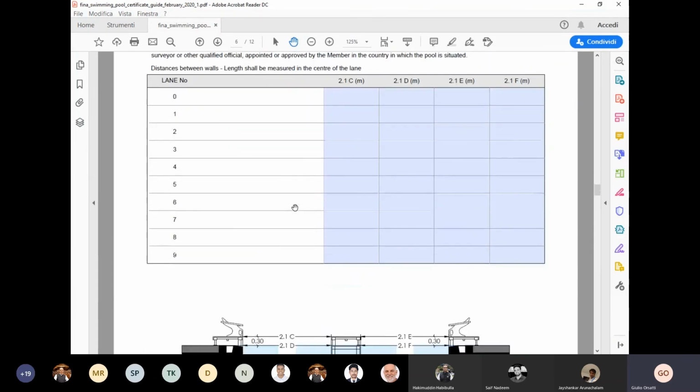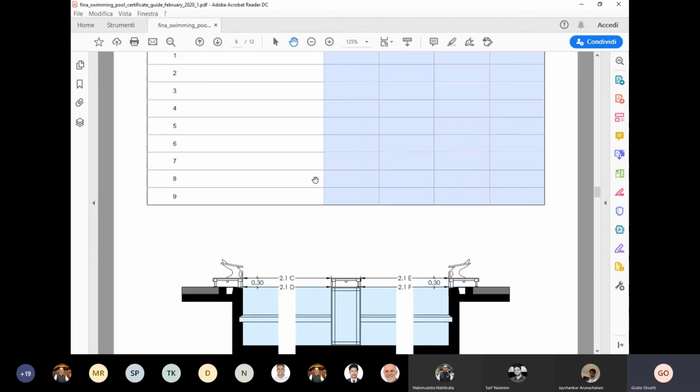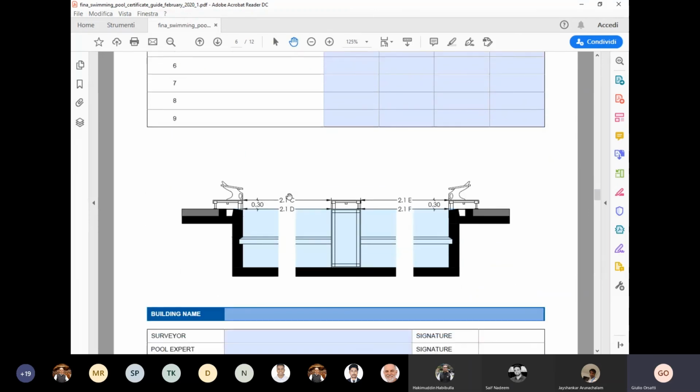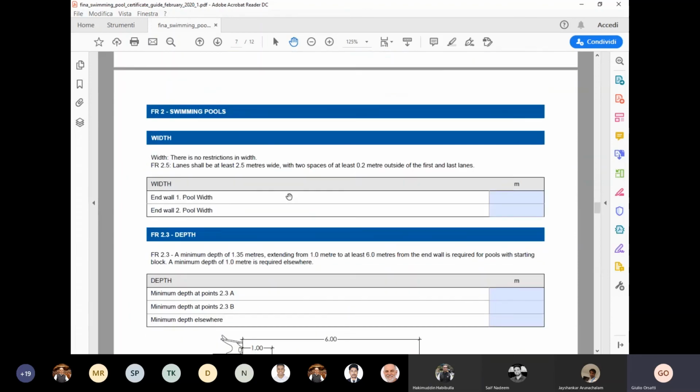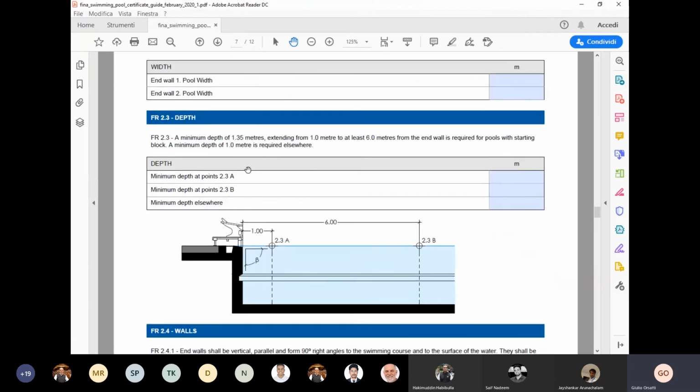There is also a case where the bulkhead can be placed in the middle of the pool to have 2 25 meters fields of play. So in that case, both of them need to be measured, and the measurement needs to be reported here. Once we go down, we see that there's also the paragraph for the width. So the description of where the width has to be taken is in the first paragraph of the document.